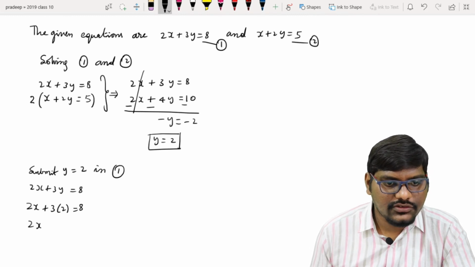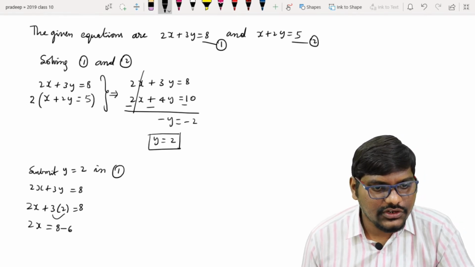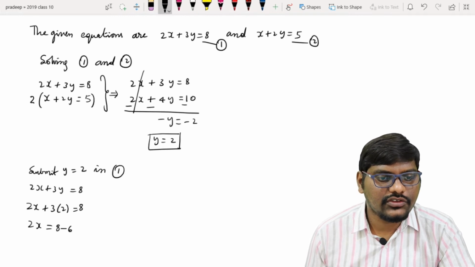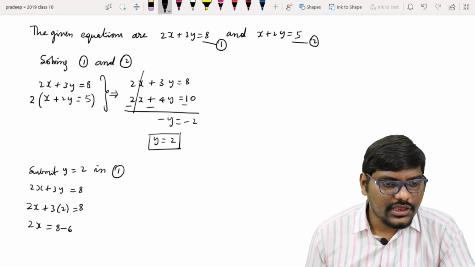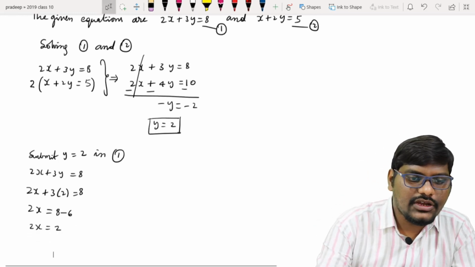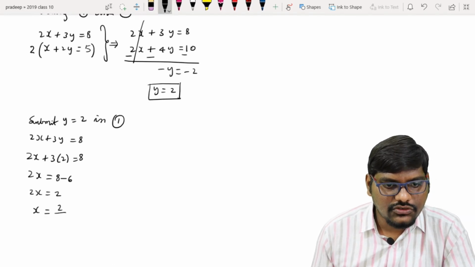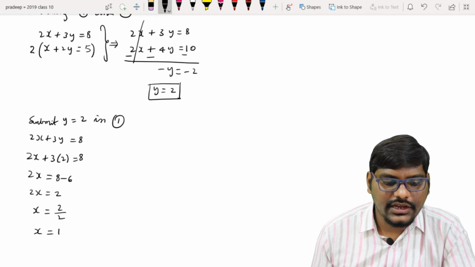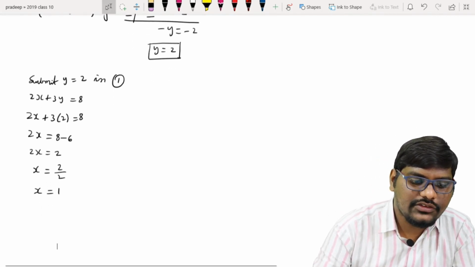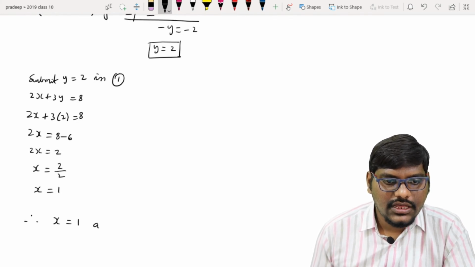So this is 2x equal to 8. 3 2's it was 6. So if I send this to other side, so that is becoming minus 6. This 6 I'm sending to this side. So the sign is changing. So this I would get it as 2x equal to 8 minus 6 it was 2. If I am sending the 2 also other side, this 2 I am sending to other side, that will come to denominator place. So 2 by 2, that is x equal to, we are getting 1. So we got both of the values, x and y values. Therefore, what we'll write? X equal to 1 and y equal to 2.